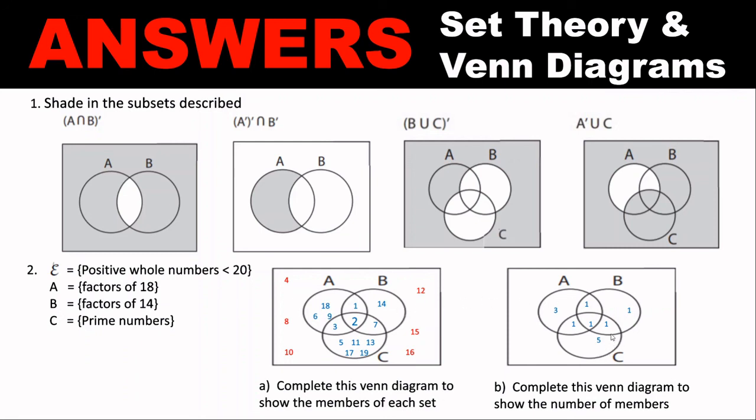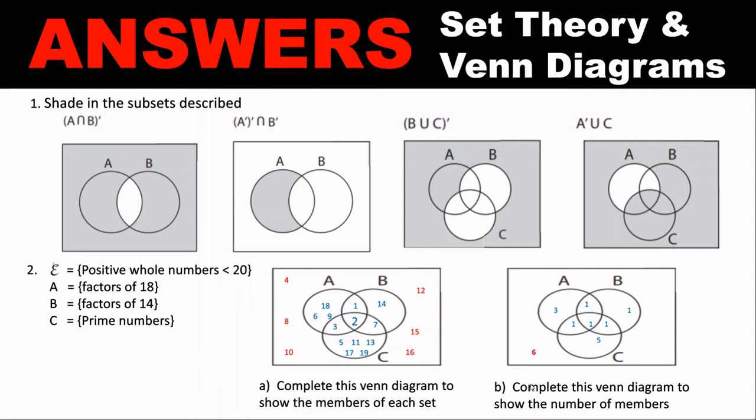And in set C, there were 8 values altogether, but only 5 of them were not factors of 14 or factors of 18. Those 5 numbers are listed here. And don't forget as well, how many values are there in the universe but not in the union of A, B, and C? I see 6 here.